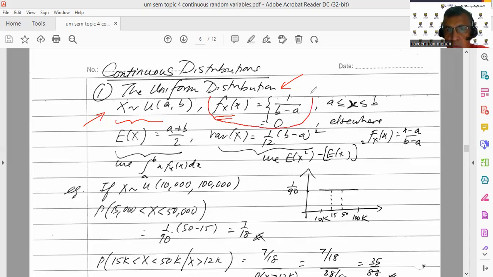It's 0 elsewhere. So you can tell that 1 over B minus A is a constant. So when you have y equals c from coordinate geometry days, you know that we are dealing with a horizontal line. So that's what you'll see in a minute.